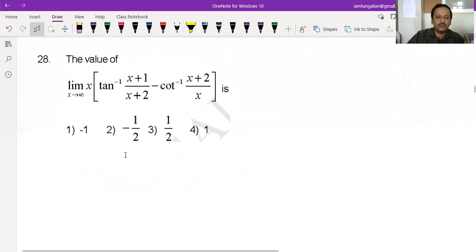Then the 28th question. The value of limit x tends to infinity x into tan inverse of (x plus 1) by (x plus 2) minus cot inverse of (x plus 2) by x is.